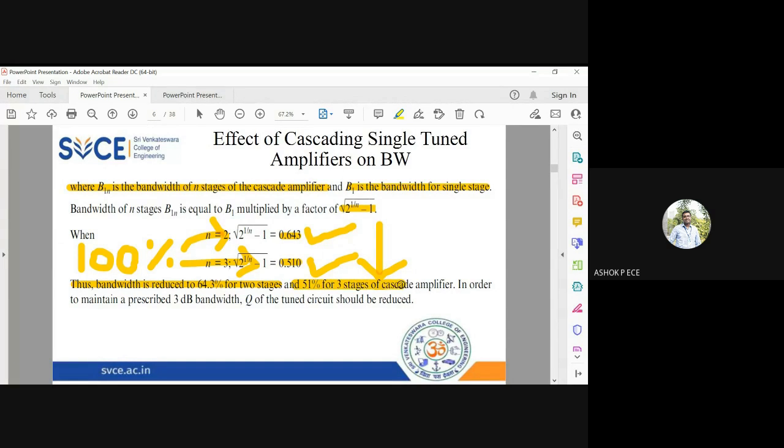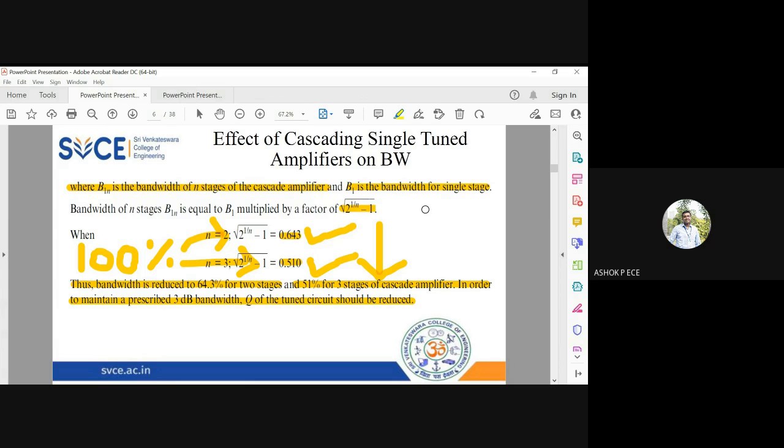So you cannot have compromising values for both bandwidth and gain. When you cascade a number of stages, you definitely have to compromise on the bandwidth. But what is increasing for you? Your Q factor will be increasing enormously, which will make your circuit highly selective if the Q factor is very, very large for a particular application.